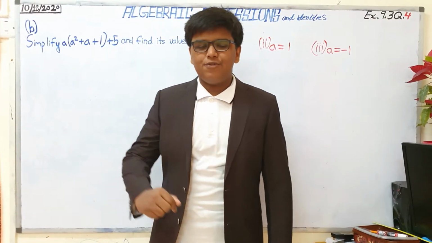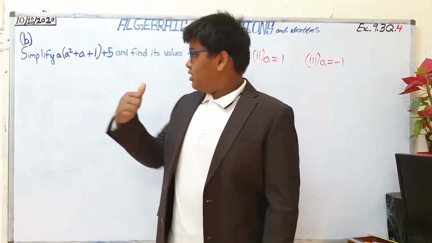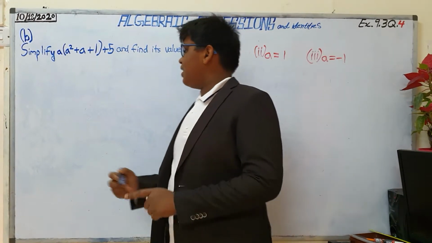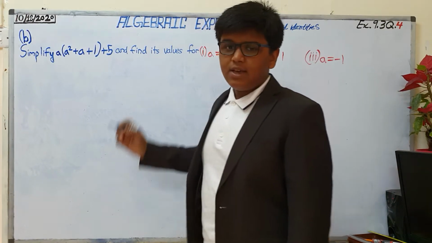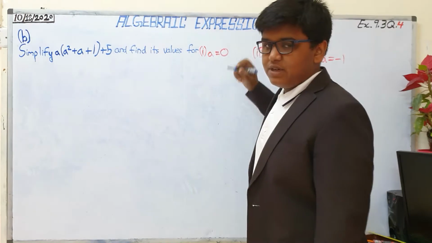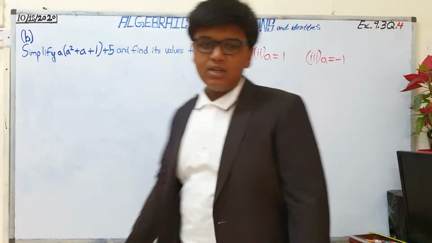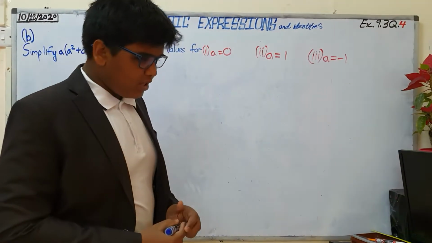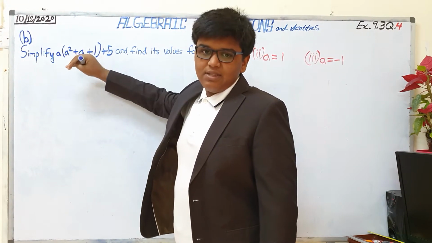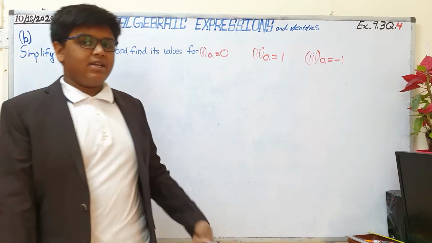So this is the continuation of question number 4. In the previous video we did section A, and today we are going to solve section B. So let's get started. Simplify a into (a squared plus a plus 1) plus 5 and find its values. For the first one, a is equal to 0, the second one a is equal to 1, and the third one a is equal to minus 1. So what they are asking in the question is to simplify this expression, and then find its values with 0, 1, and minus 1.